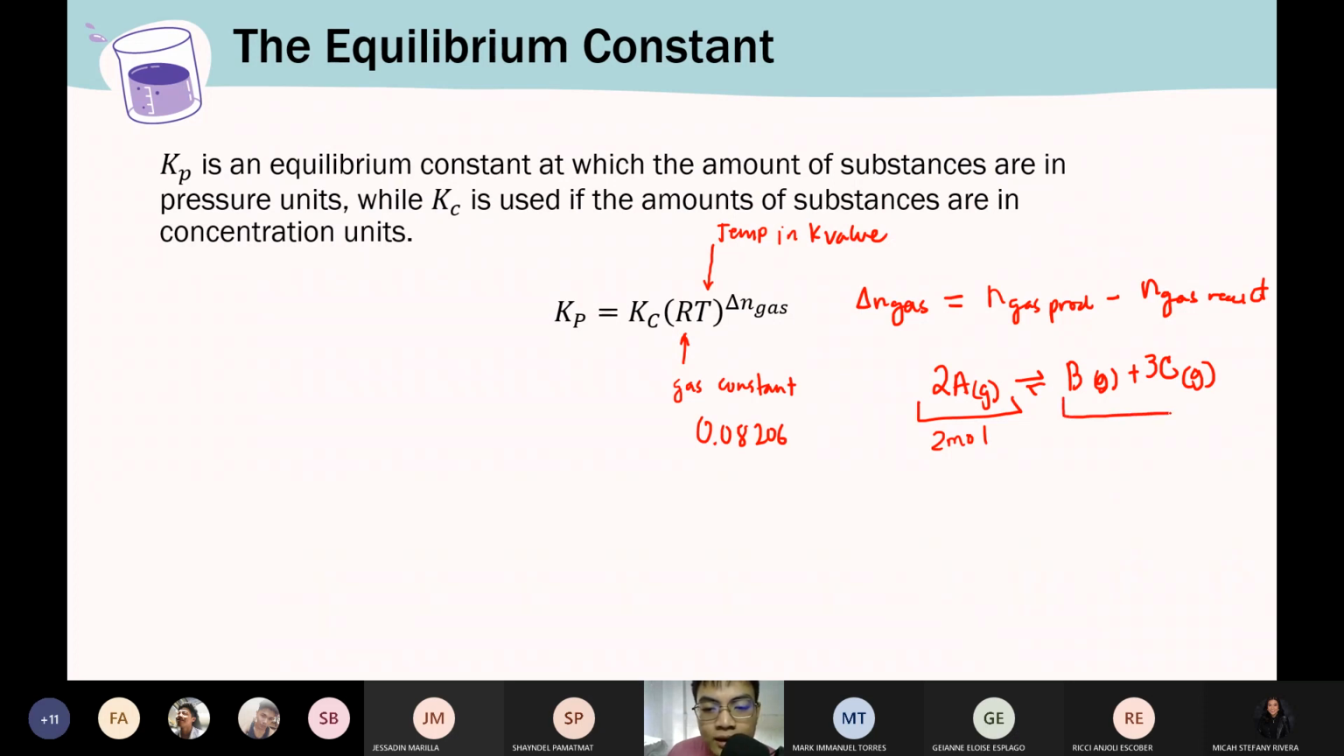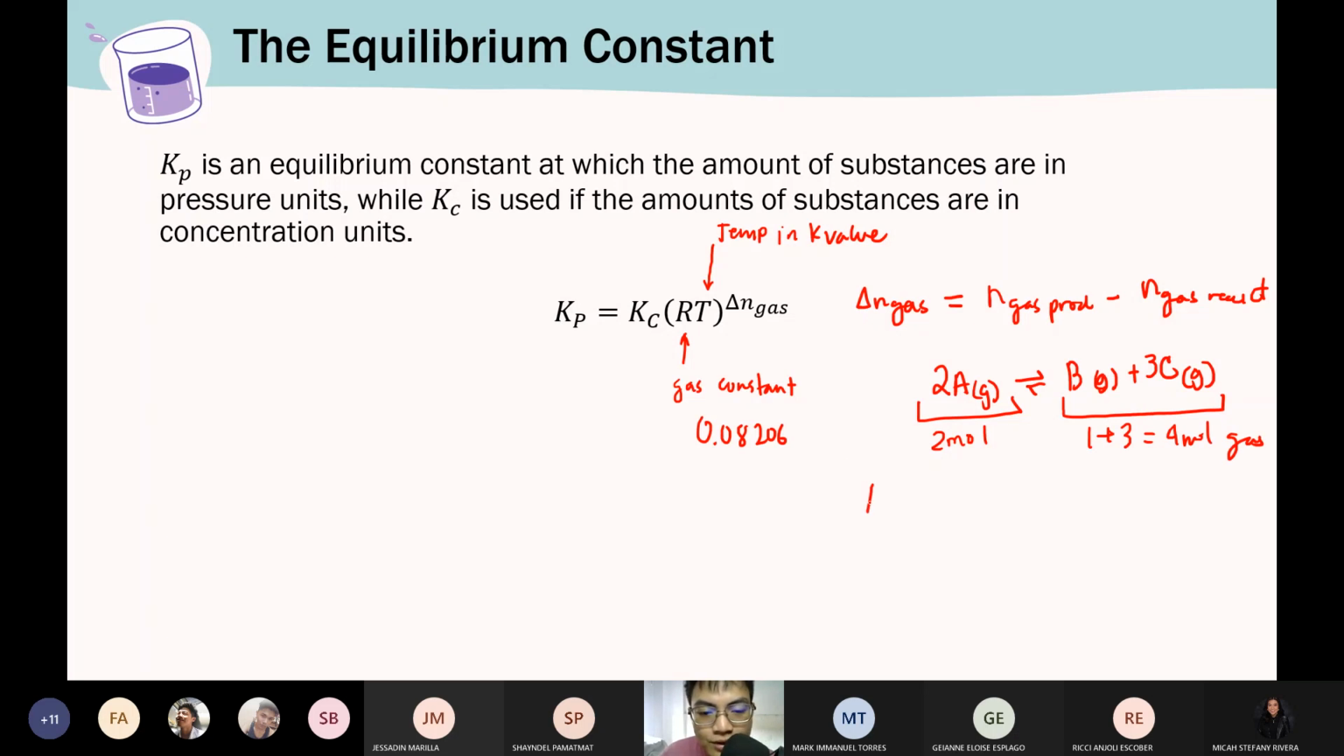But in the product side, I have how many? Ilan meron ako sa gas? Ilan meron ako sa product side? I have how many moles of gases? 4. Correct yan. Okay, wag nyo kakalimutan yung 1 dito ha. May 1 dyan na invisible. So, I have 1 plus 3 equals 4 moles of gas.